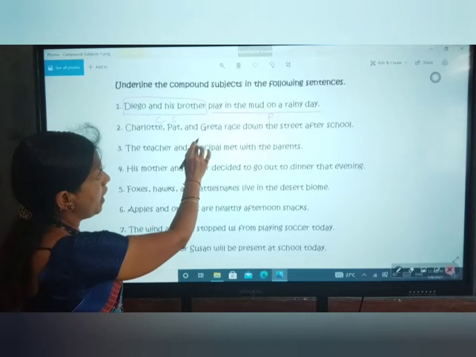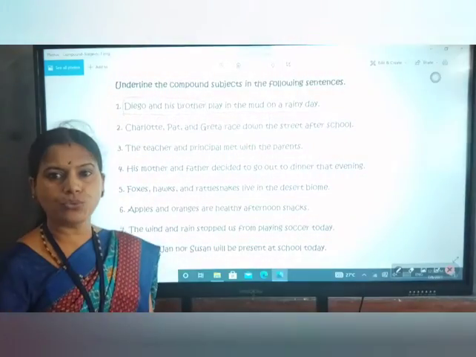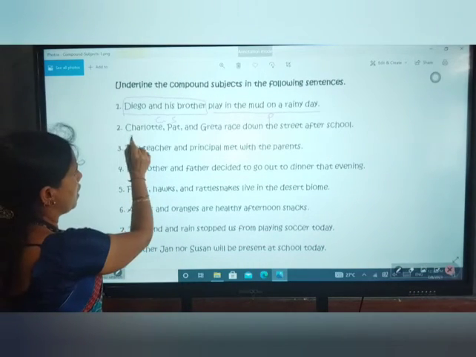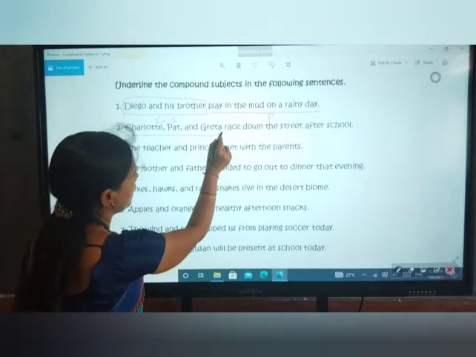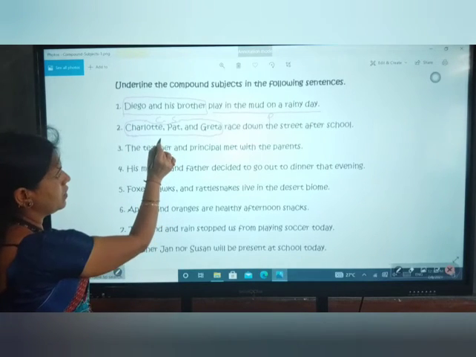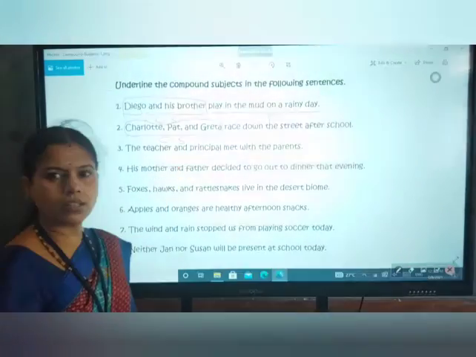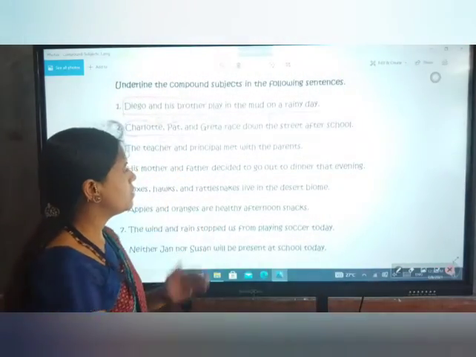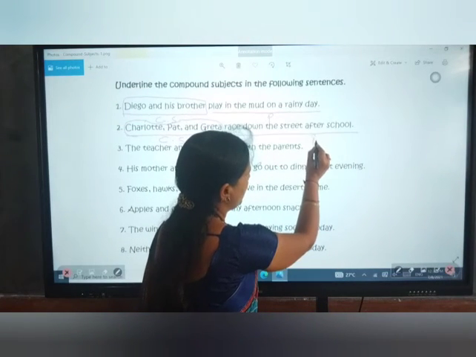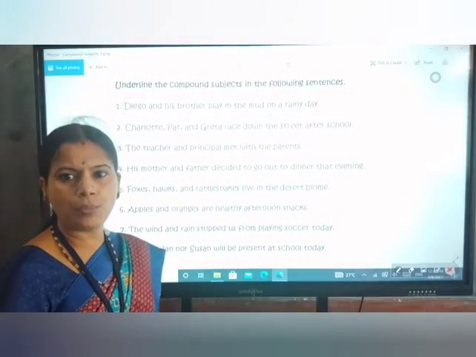Charlotte, Pat and Greta raced down the street after school. Here they have given more than one noun, that is Charlotte, Pat and Greta. So these are the nouns. So more than one noun are there. So this we can call as compound subject, whereas raced down the street after school we can call as predicate.